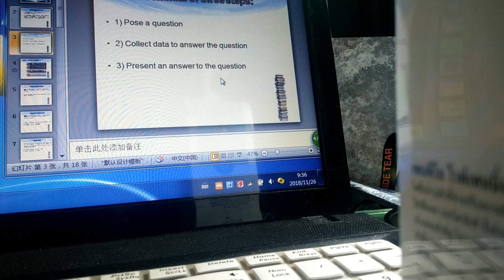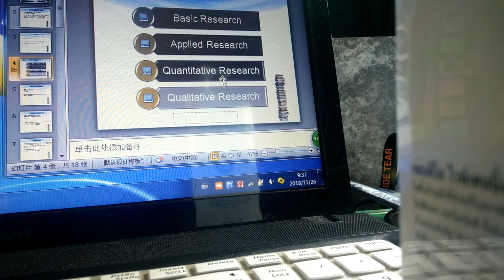Research consists of three steps. The first step is to pose a question. The second step is to collect data to answer the question. The last step is to present an answer to the question. We can know that research has four types. The first type is basic research. The second type is applied research. The third type is quantitative research. The last type is qualitative research.